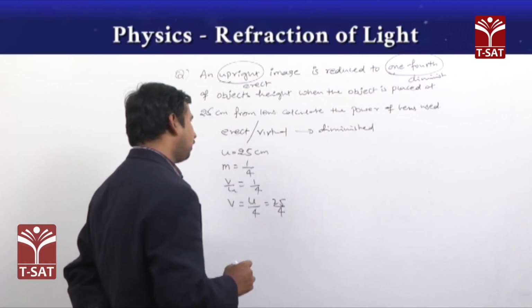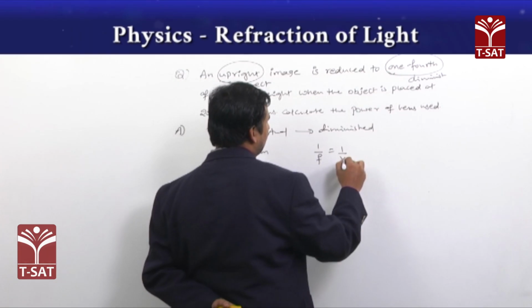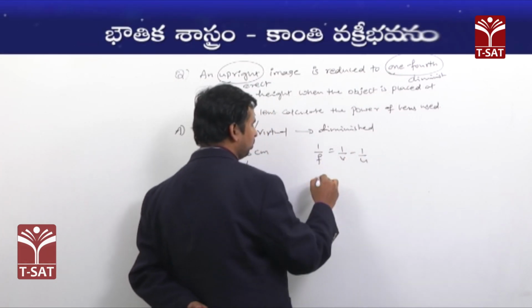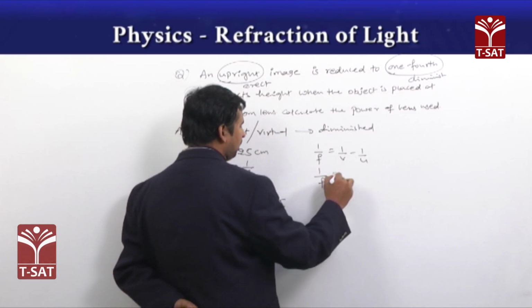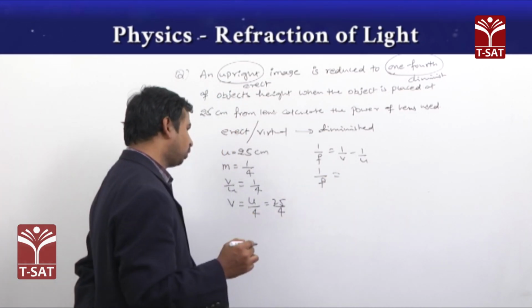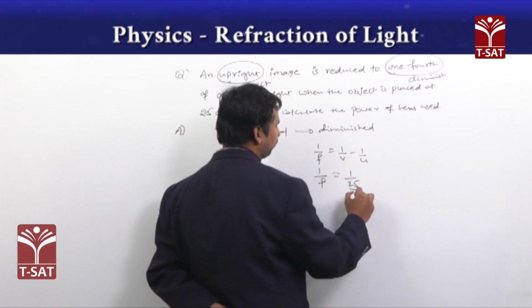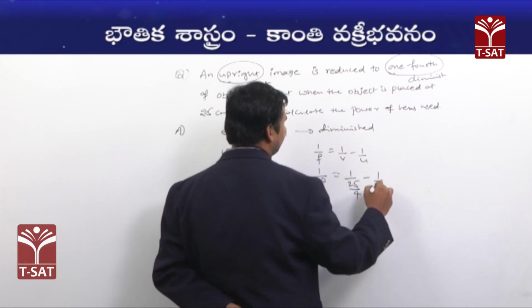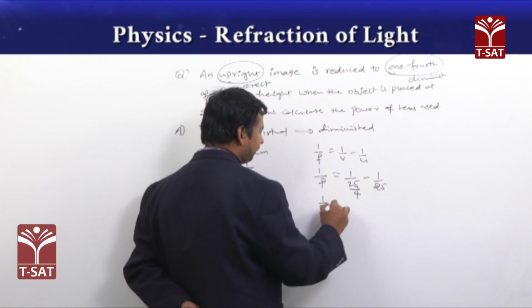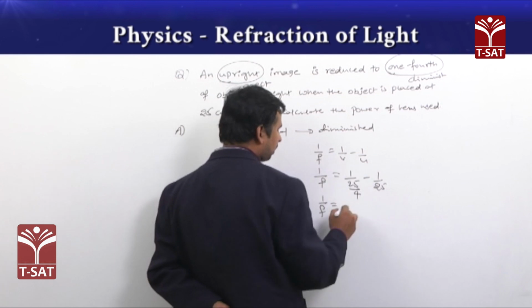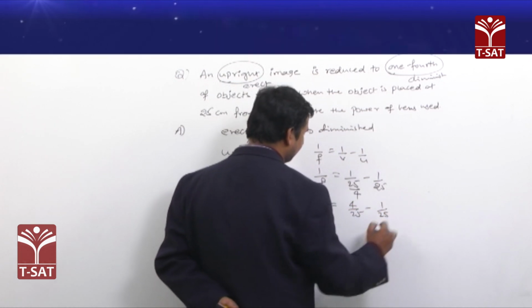Then if we take the lens formula here, 1/f is equal to 1/v minus 1/u. The focal length value we don't know, and the image distance is taken as u/4, which is 25/4, so 1/v is 4/25, minus 1/u, the object is at 25 centimeters. Then 1/f is equal to 4/25 minus 1/25.